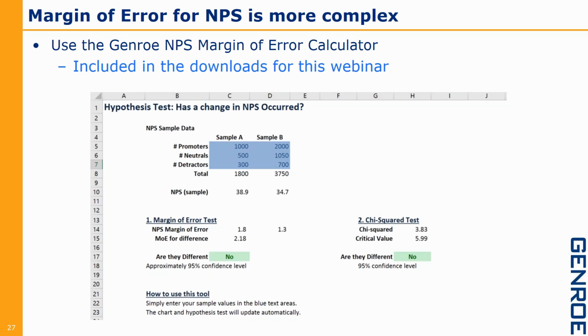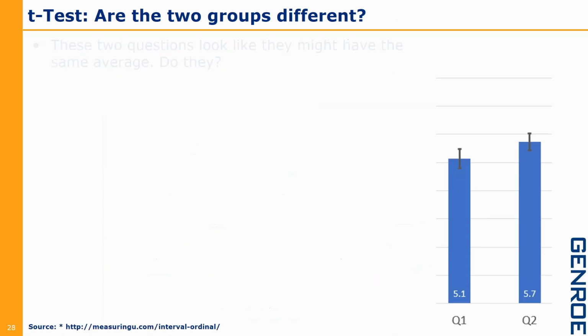I'm going to get to the test in a few seconds. I'm not going to go into margin of error for MPS because it's way more complex, and we've already built a calculator to do that. So it'll be included in the downloads for the webinar, so everybody will get a copy of that. It'll have margin of error. It's also got a chi-square test in there as well, so there's 2 ways of testing. But I'm not going to go into that. When you get this, there's a link to a blog post that'll tell you all the detail, but it's a bit too much to go into for this webinar.